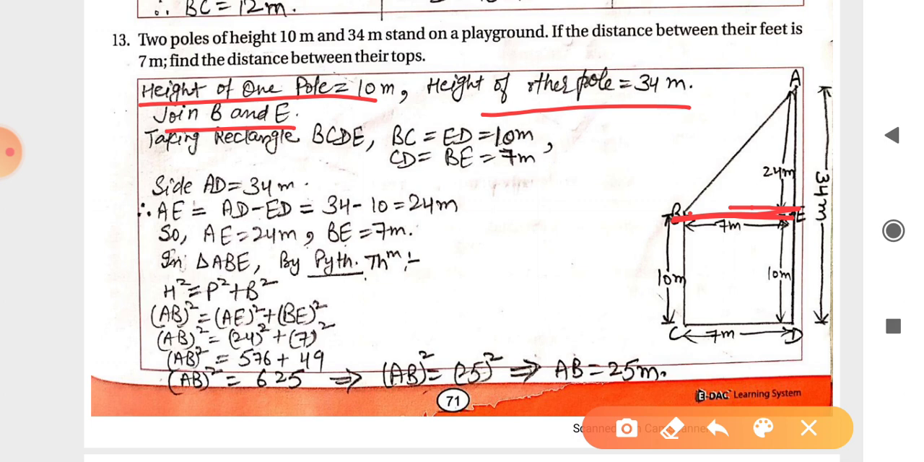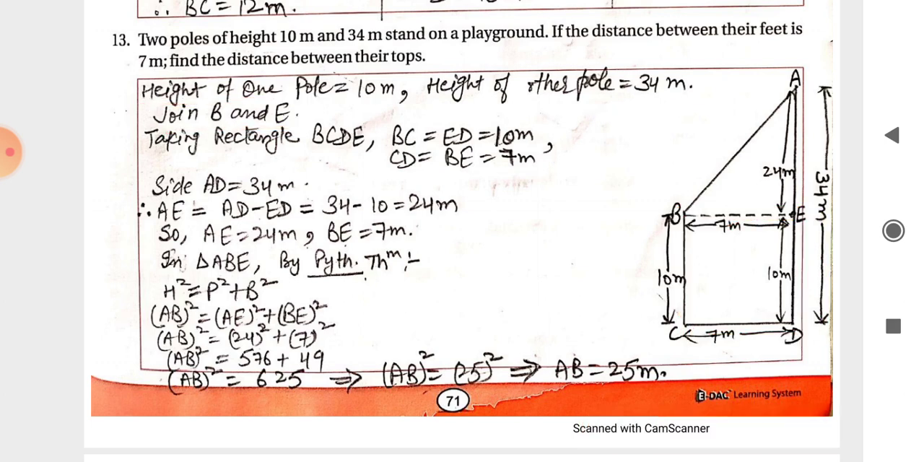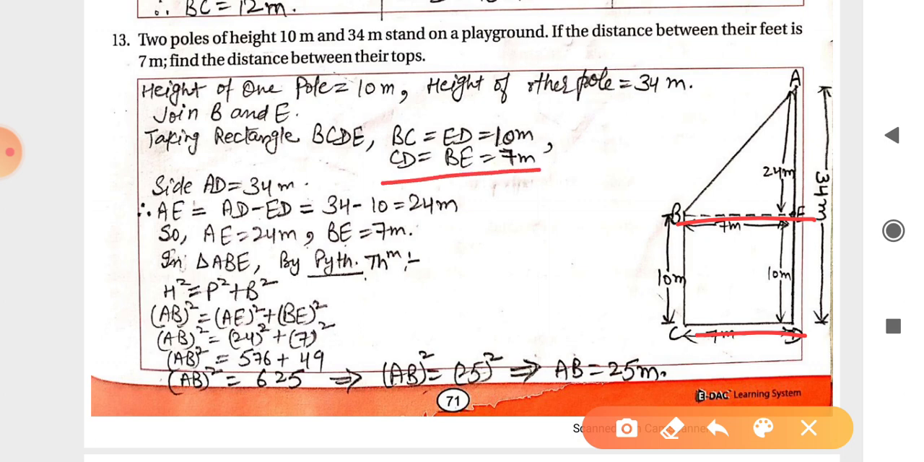Then we get a rectangle BCDE. In a rectangle, we already know that opposite sides are equal and all angles are equal to 90 degree. Here the opposite sides are BE and CD. We are given that CD is 7, so BE is also 7 meter. And BC is 10 meter, so ED will also be 10 meter.